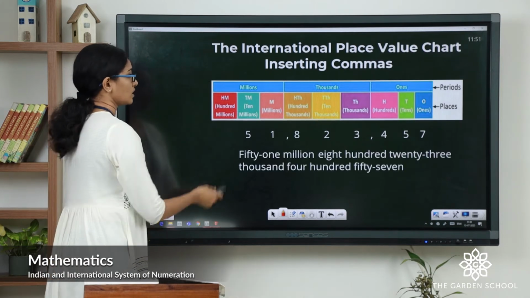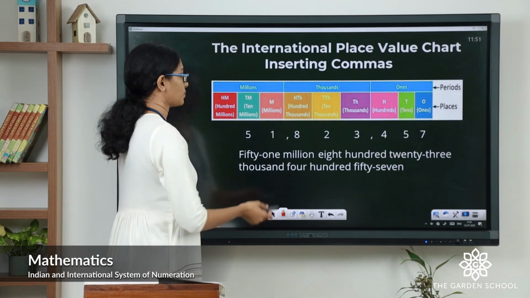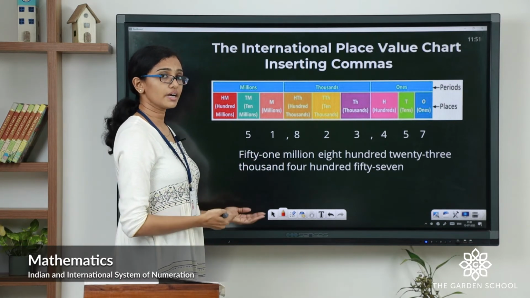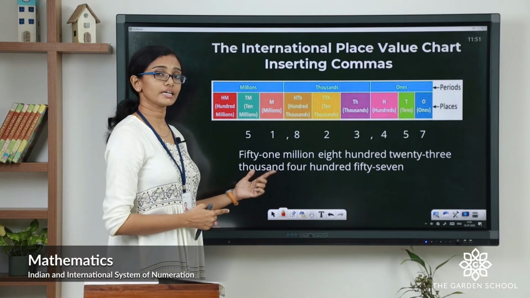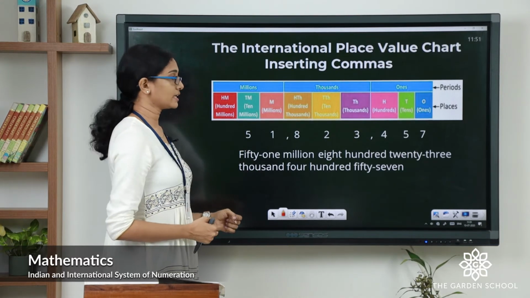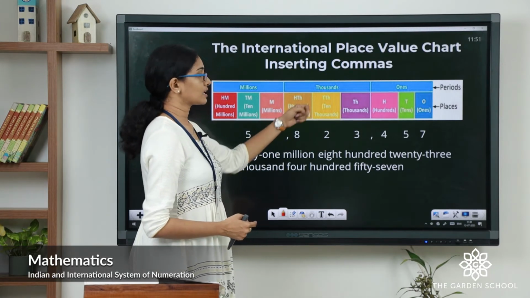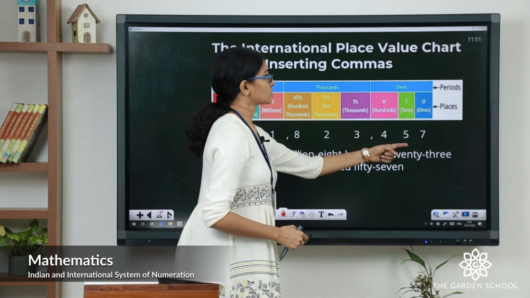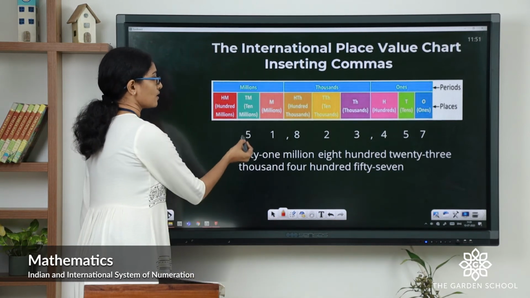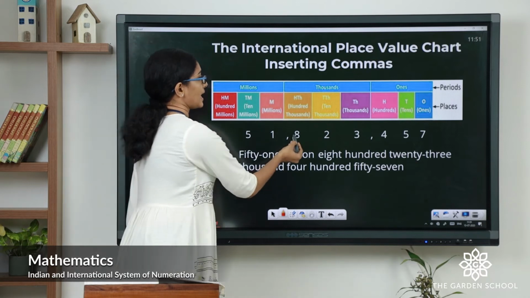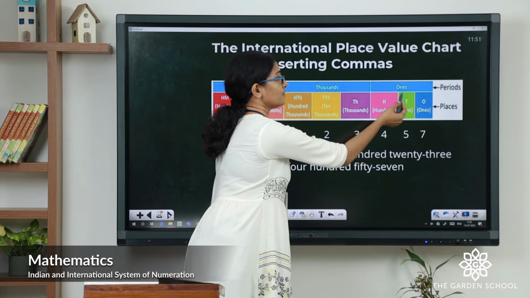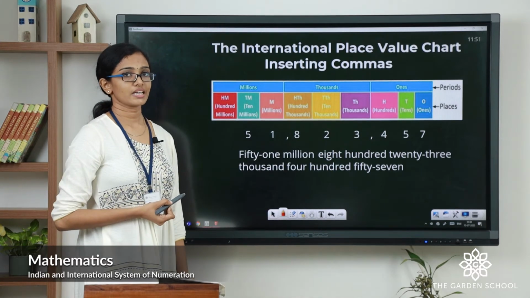So how do we read this number now? Like the Indian system, the digits that come under the same period are read together and the name of the period is read alongside. So these 2 come under the millions period, these 3 come under the thousands period, these 3 come under the ones period. So let's try reading the number. It is 51,823,457. I hope this is clear to you.